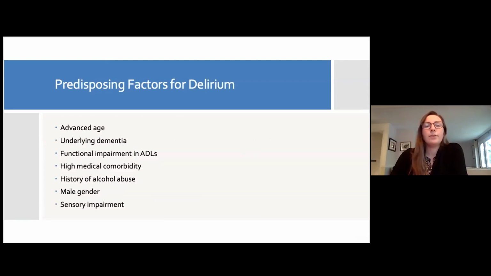There are a number of predisposing factors for delirium, including advanced age, underlying dementia, a number of other components listed here.